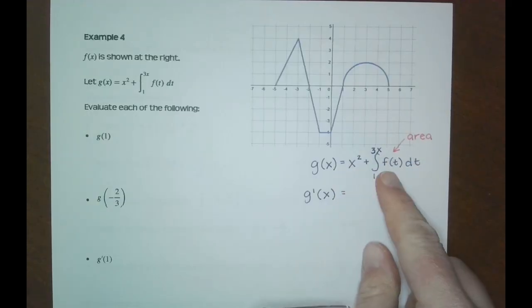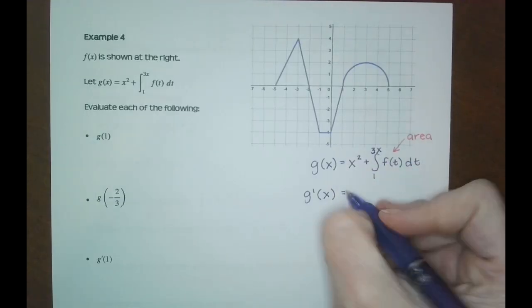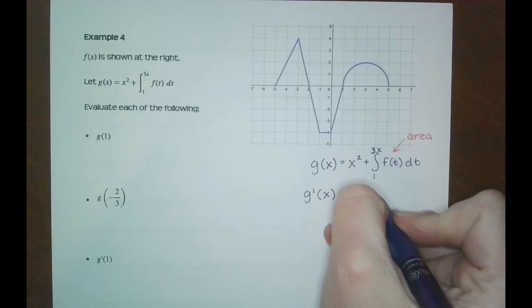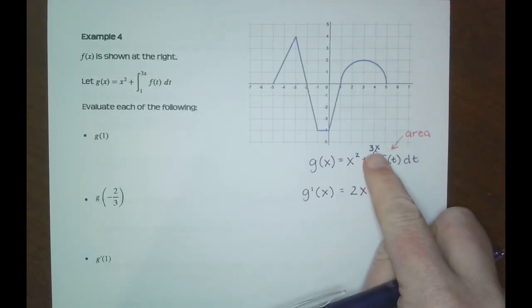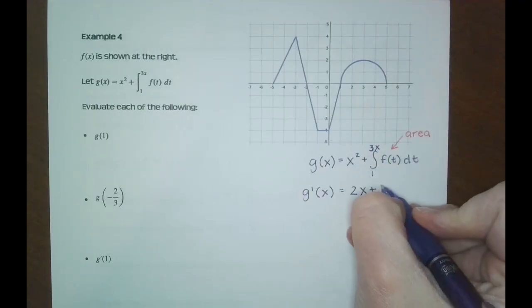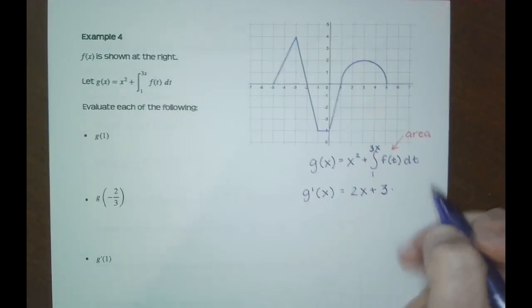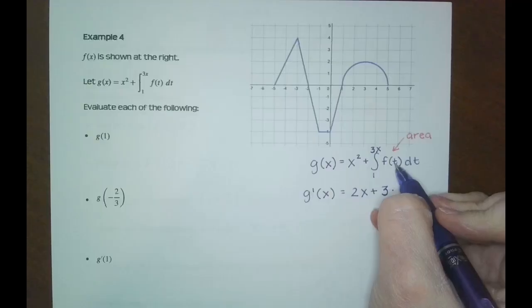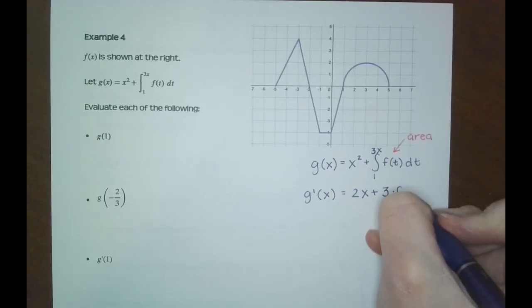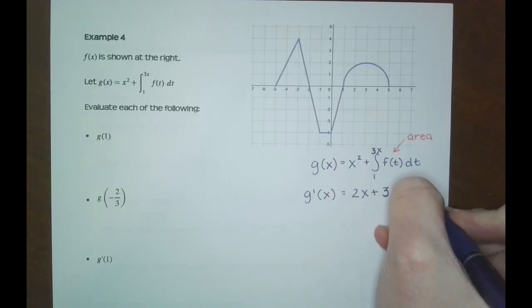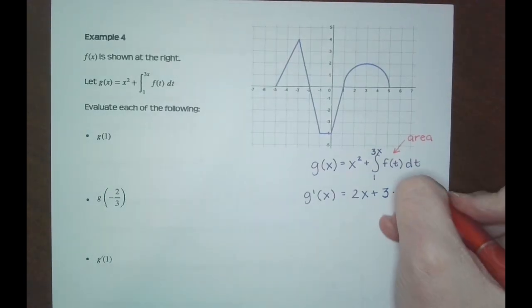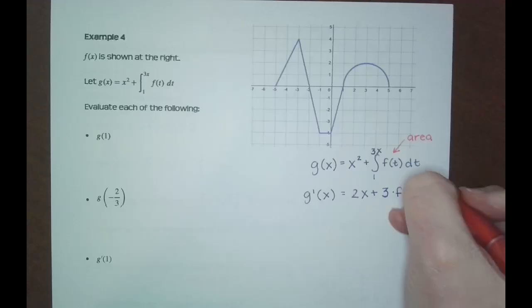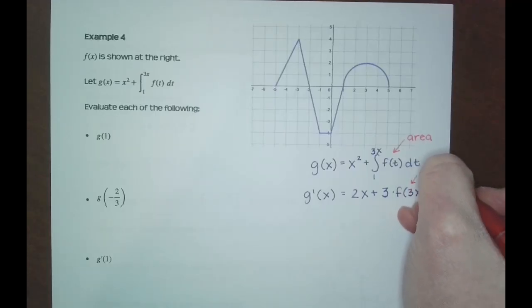Well, g prime is the derivative of this thing. So let's take our derivative step by step. First of all, the derivative of x squared is 2x. Now, when I do the derivative of this thing, first thing we'll do is take the derivative of the 3x. We'll have 3 times, and then remember that 3x drops down into here, so this would be f of 3x. Now, this f of 3x thing, I mean, we might have a little bit of algebra to do there, but it's important to recognize that that is just talking about the graph itself.